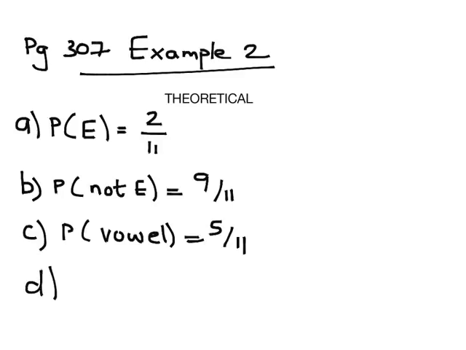And number D, the probability that the letter chosen is an H. 1 over 11. So there's some homework for you. Don't be fooled by the many examples.